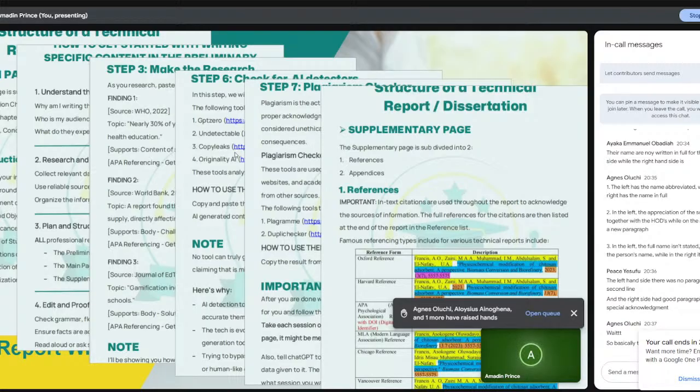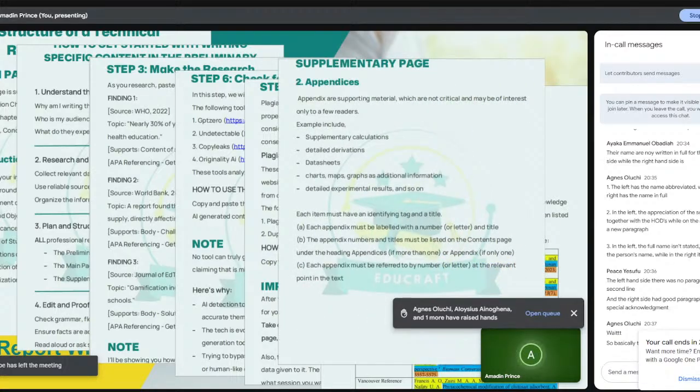I'll be showing you how to write them, what each color signifies. This is a color coded reference. I'll be showing you what each color signifies and how to actually write them. Now we move on to appendix, which is also the appendix part of the report. And basically, that's all for this report.